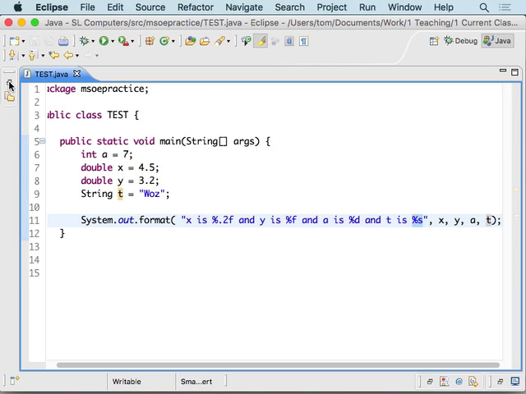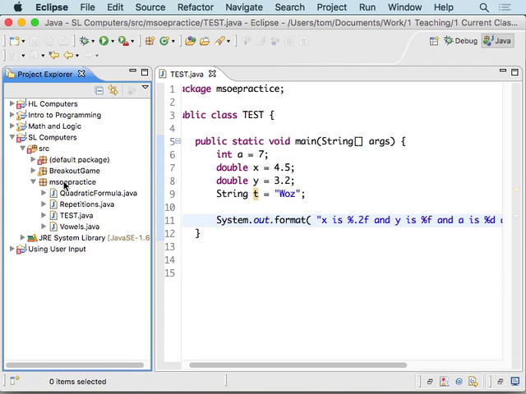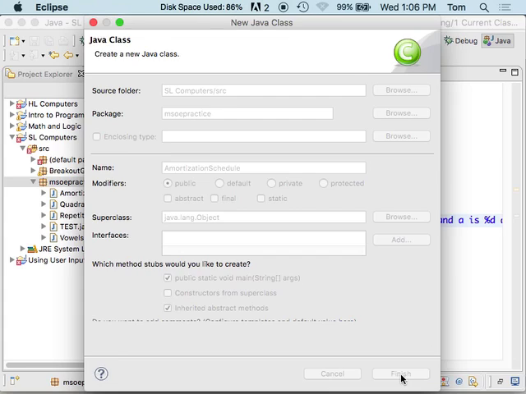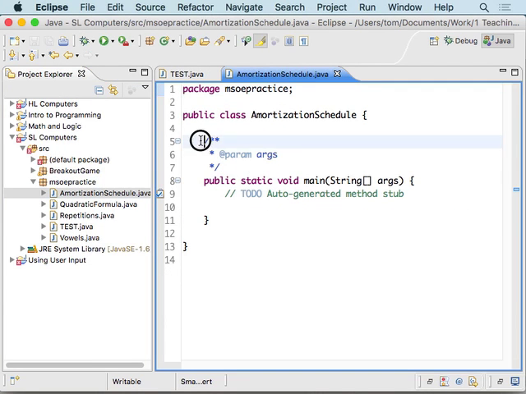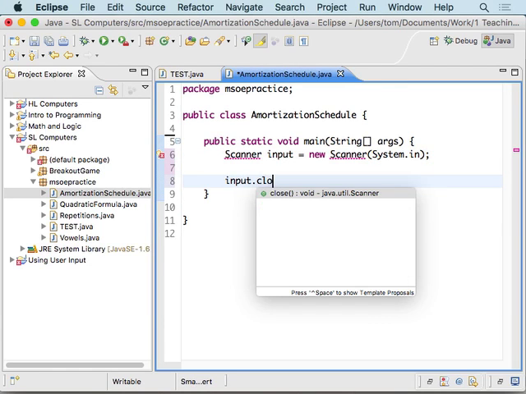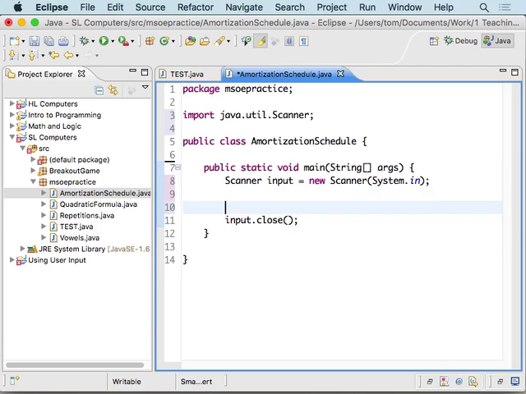Okay? So let's go back and just start with the amortization problem here. So I'm going to make a new class, Amortization Schedule. Alright, so just like a lot of these problems that we've been doing, we're going to create a scanner. And then I'm going to go ahead and close the scanner right away so I don't forget to do that later. It automatically imported that for me.